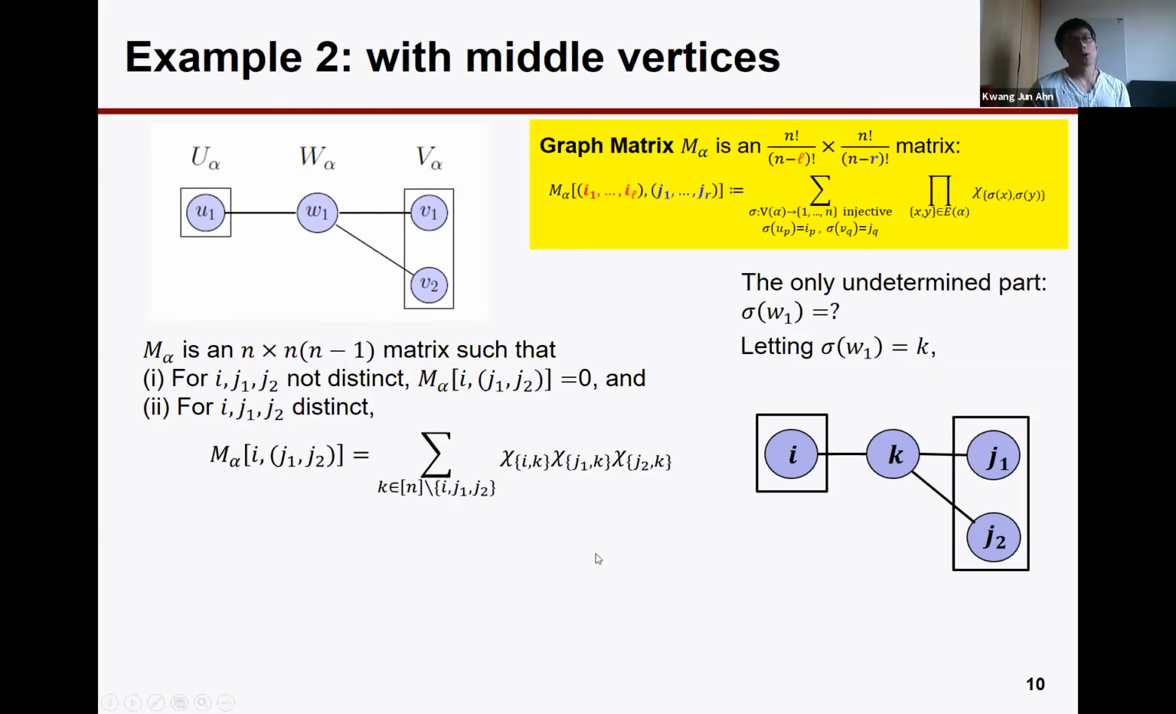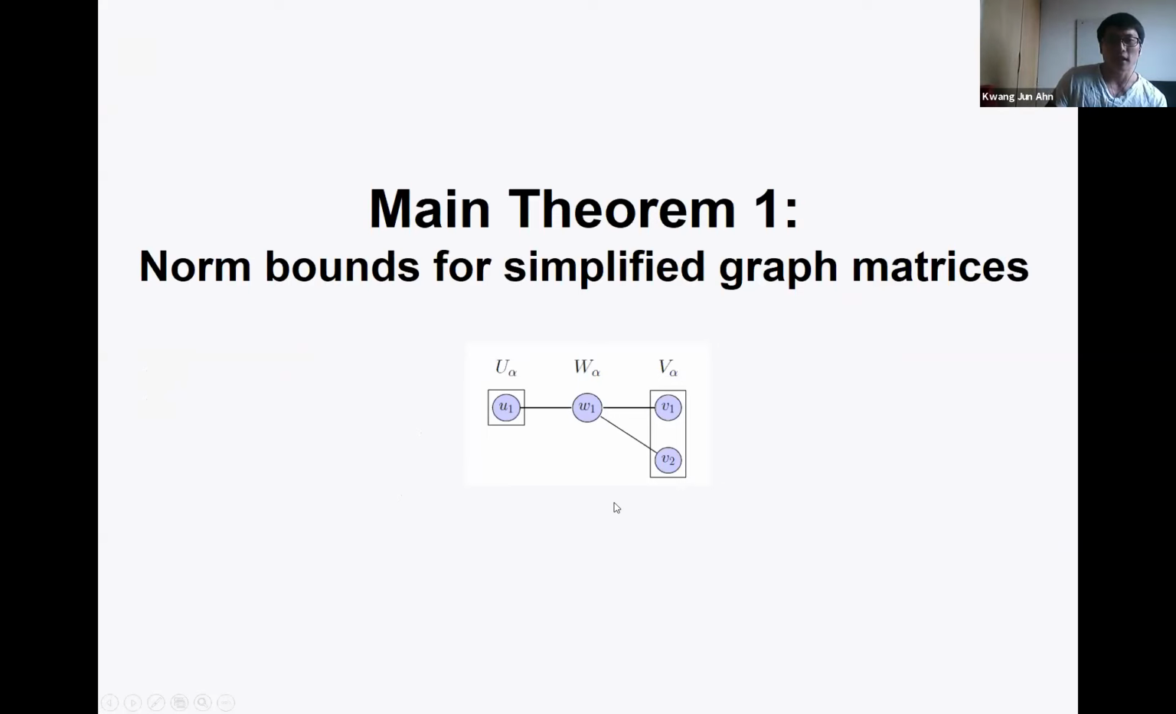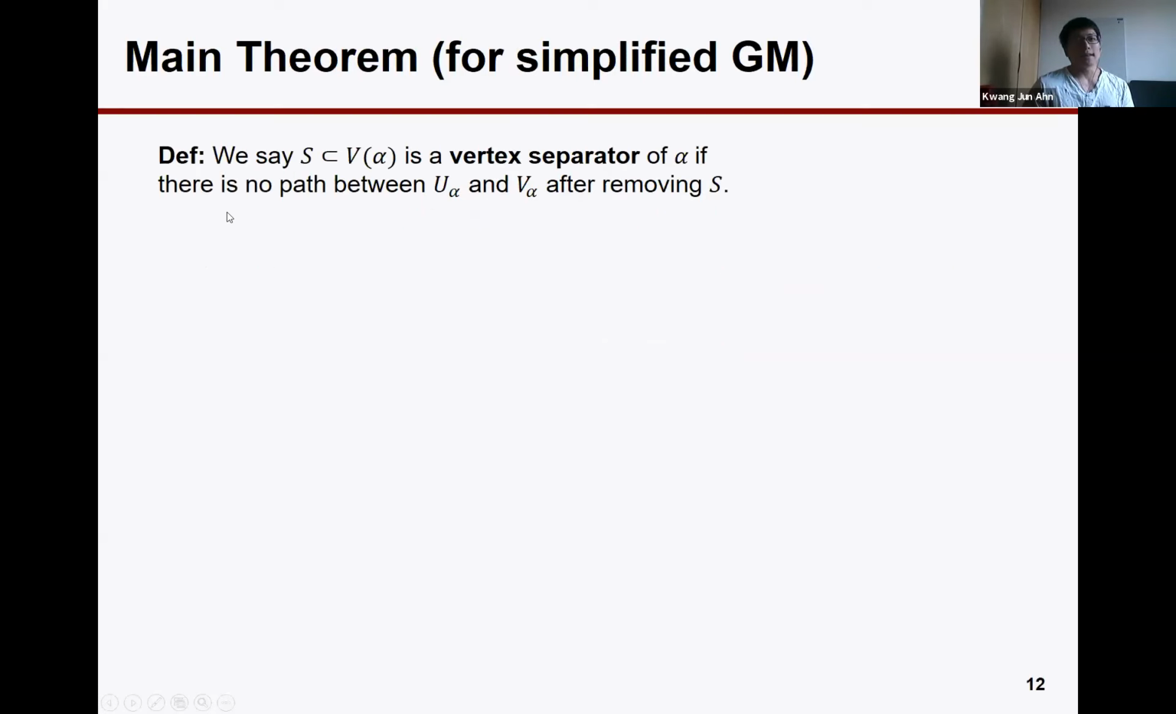Okay, so I hope my examples and definitions were clear, and I'm going to move on to the first main theorem of this paper, which is about the norm bounds of this simplified case. For that, it turns out the norm bound can be characterized by a combinatorial property of the shape that defines the random matrix. So the combinatorial property turns out to be related to vertex separators.